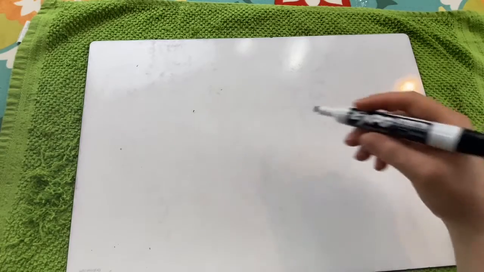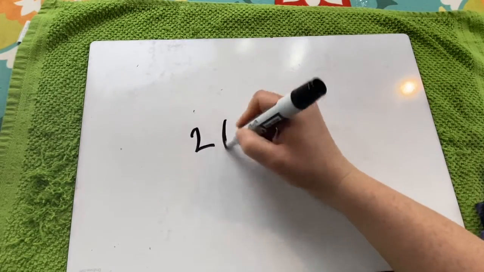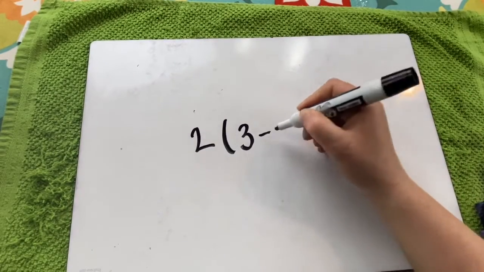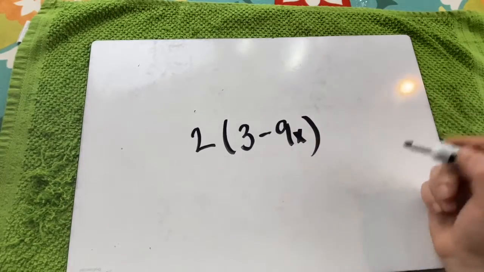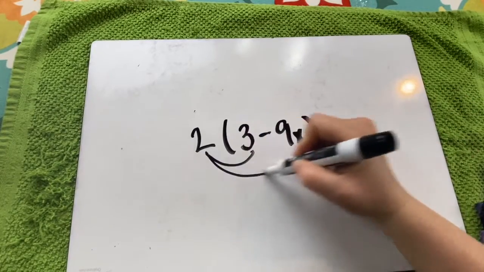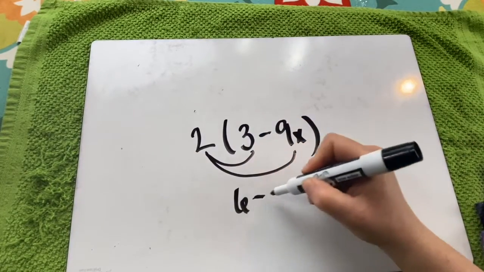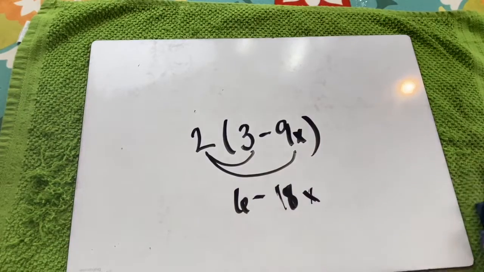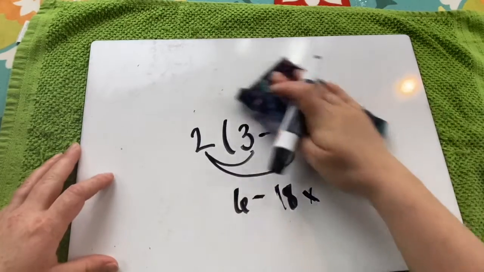Good deal. Okay, let's do another one. This says just simplify. So you have to distribute, so you have 6 minus 18x. That's just the simplify on that one. Okay.